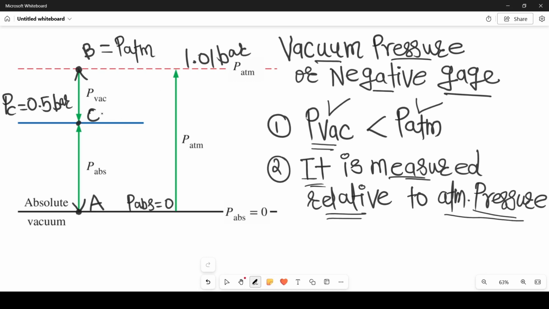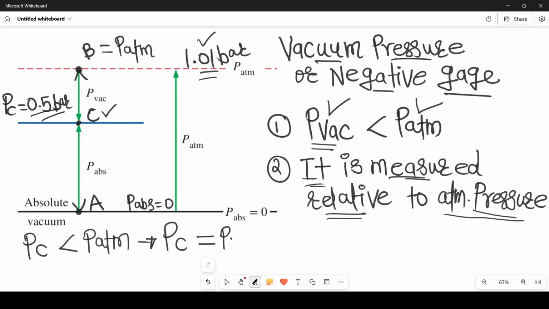So let us consider this point C here, where the given pressure is 0.5 bar and the given atmospheric pressure is 1.01 bar. So the pressure at point C is less than atmospheric pressure. So this means pressure at point C is equal to vacuum pressure. And this pressure at point C is measured from point B, which is the atmospheric pressure. So we are measuring that from point B or from the atmospheric pressure.